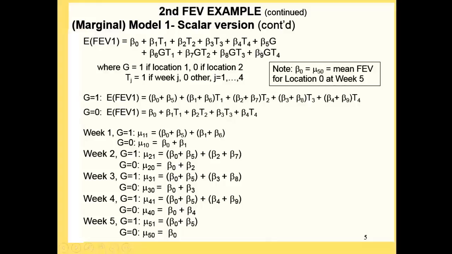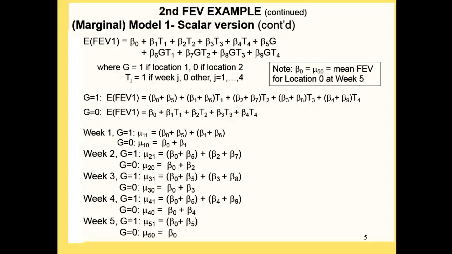See that? Now, what if you're talking about week 5? Week 5, which is the referent group that we've been using. What happens to beta 1 through beta 4? They drop out also, because for week 5, T1, T2, T3, and T4 are all 0, correct?